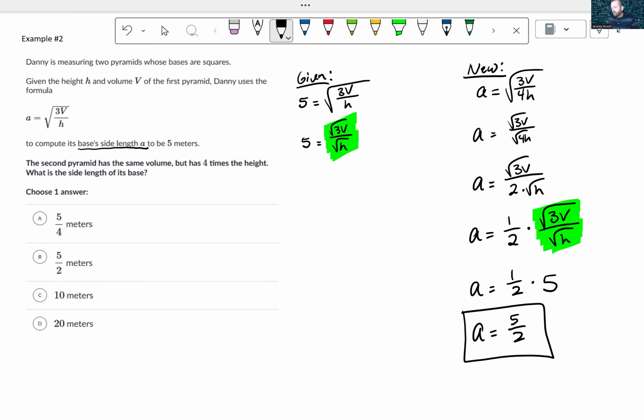And so it's just saying, what is the new a going to be? Well, it's going to be 5 over 2 meters. So trying to change these equations algebraically so that we get some parts of the equation that match with our original equation can help us to solve these literal equations algebraically.